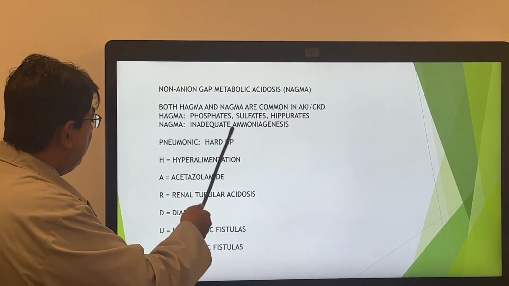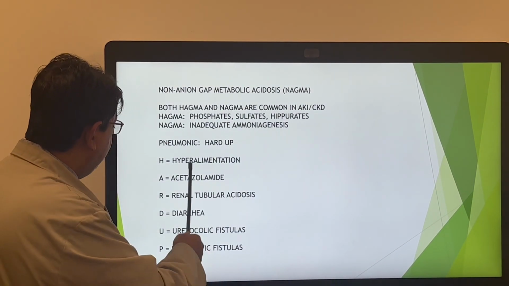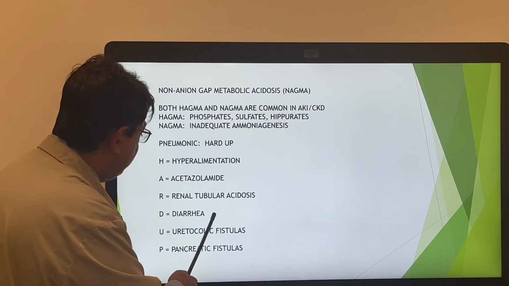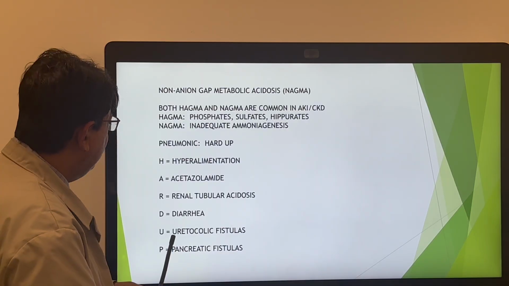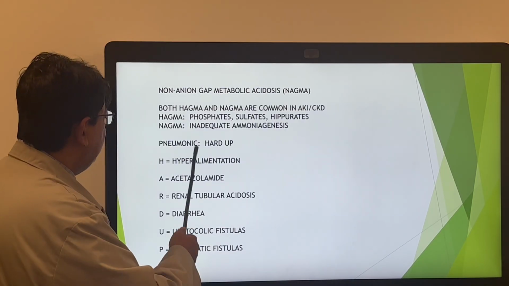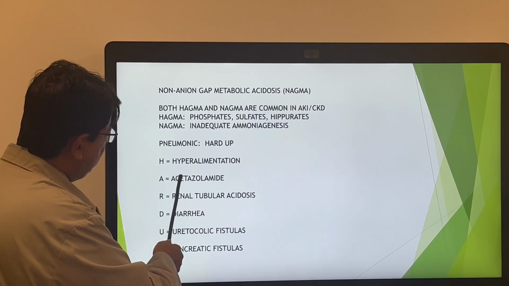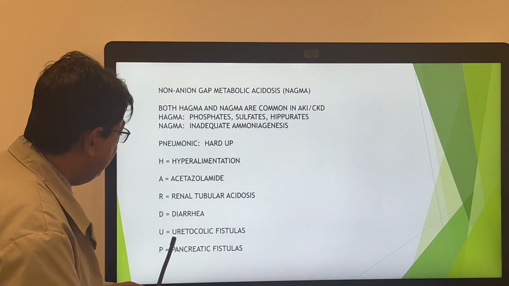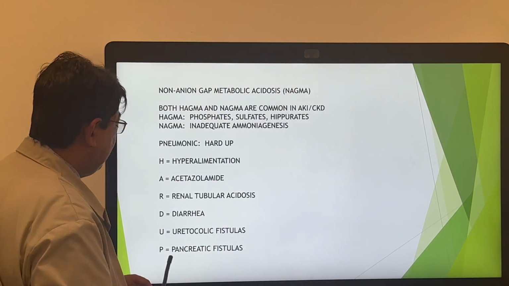So the way to remember the different causes of the non-anion gap metabolic acidosis is HARD UP: hyperalimentation, acetazolamide, renal tubular acidosis, diarrhea, ureterocolic fistulas, or pancreatic fistulas. Usually the other hyperalimentation, acetazolamide, ureterocolic fistulas, and pancreatic fistulas have typical presentations. The most common confusion is between renal tubular acidosis and diarrhea.